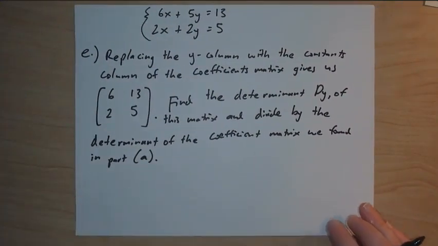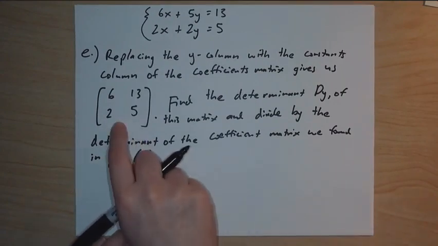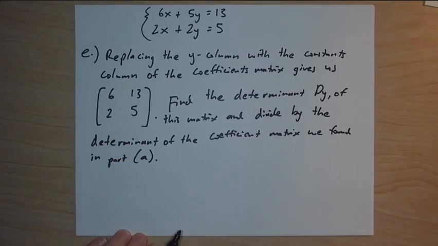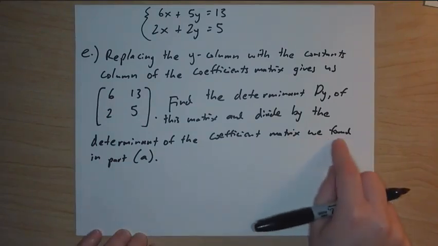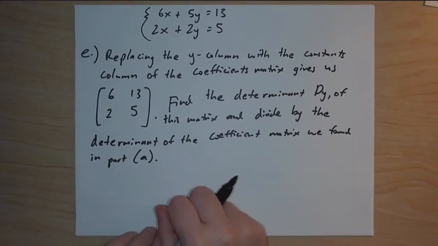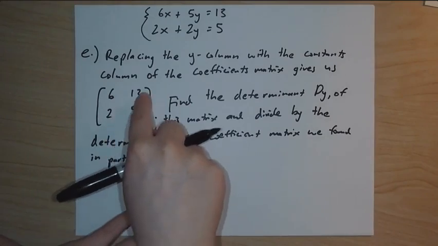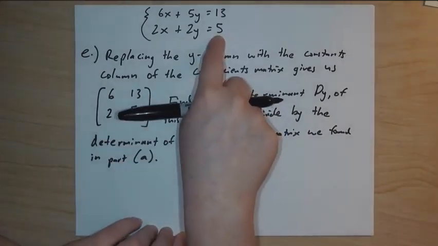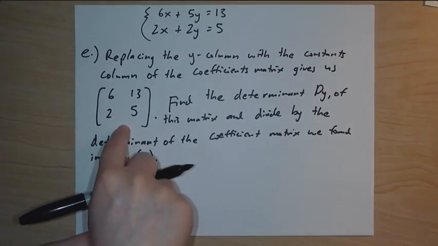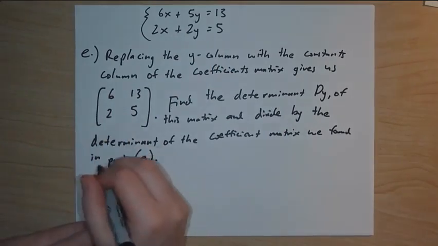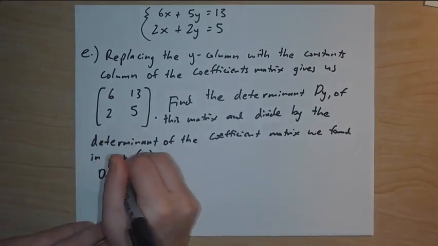Part E says, replacing the y column with the constants column of the coefficient matrix gives us this matrix right here, 6, 2, 13, 5. Find the determinant dy of this matrix and divide by the determinant of the coefficient matrix we found in Part A. So this is essentially the same thing, except instead of replacing the x column, we replaced the y column with our constants column.